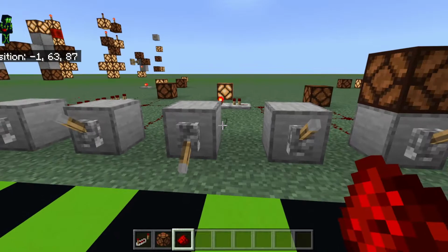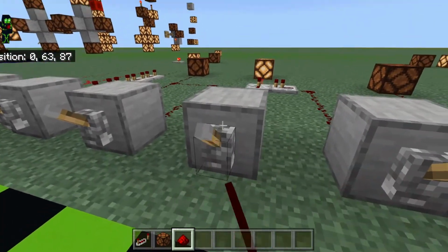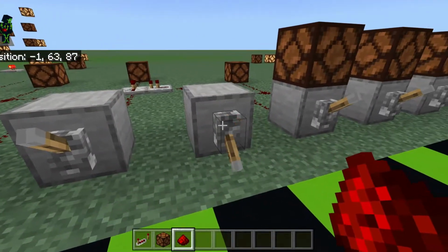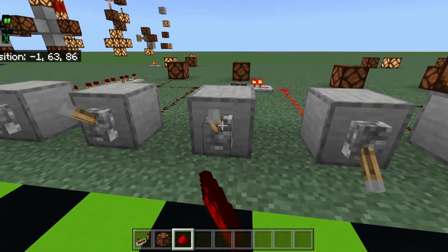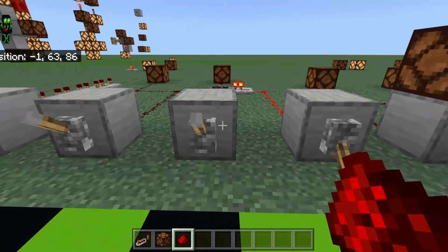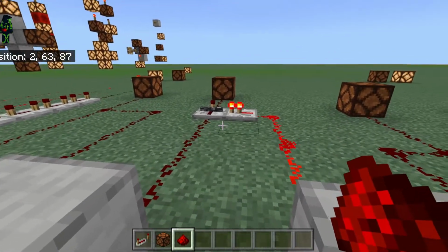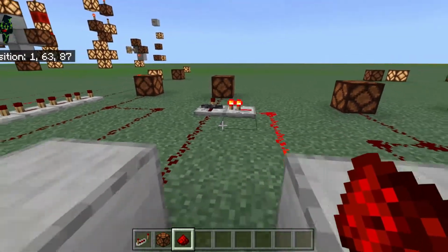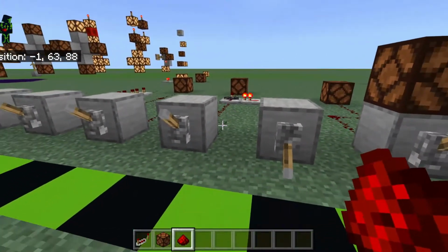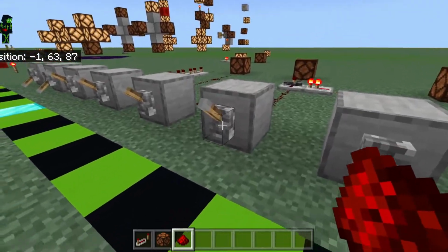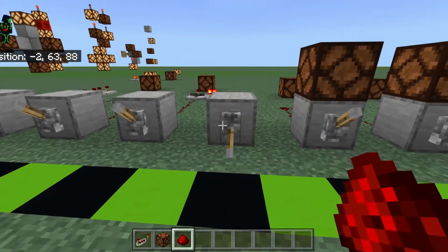So you can unlock it. And if it was off, lock it. Now it won't turn on. So basically, the repeater is acting like a secondary switch that will disable this lever when this is turned on.